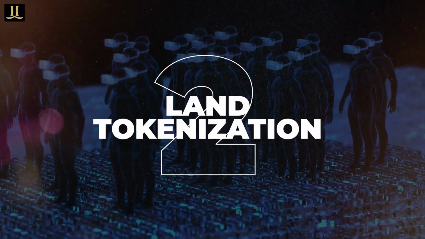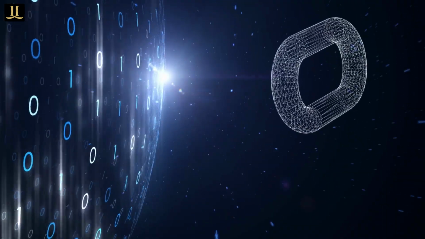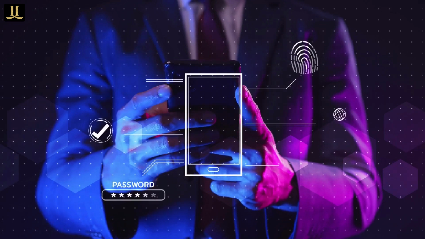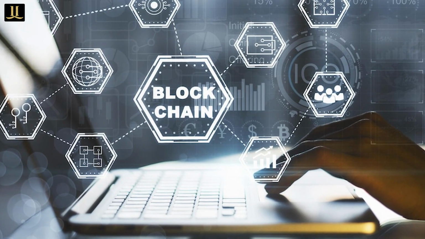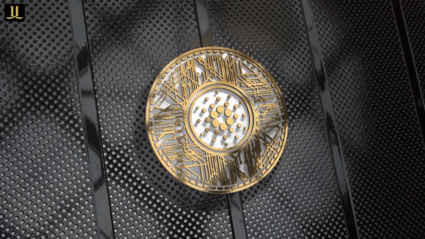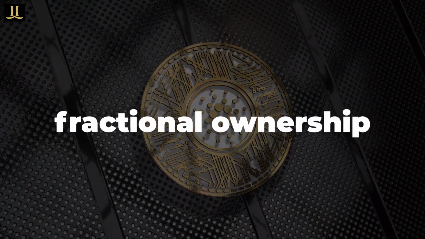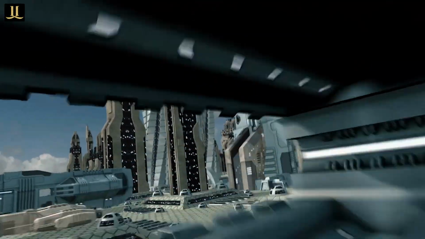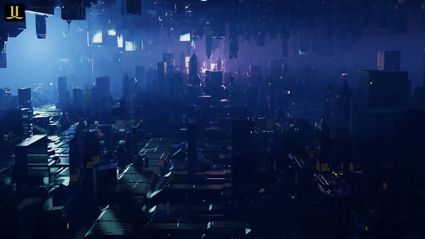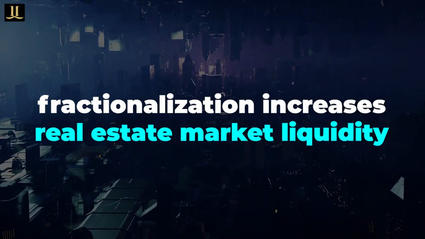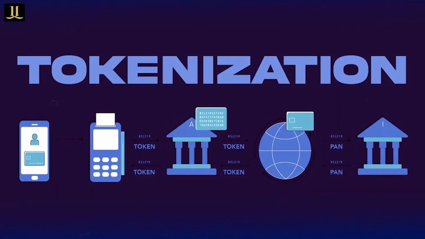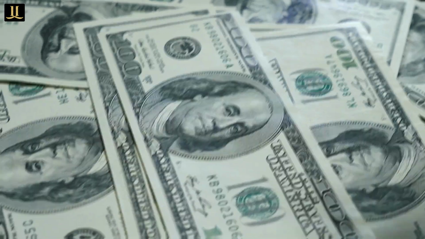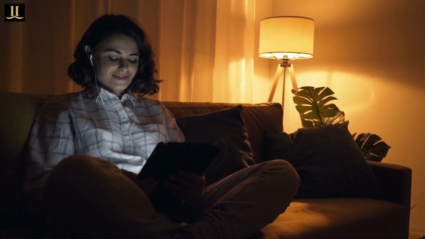Number 2. Land tokenization. Land tokenization is the method involved with changing over responsibility for life resources into a computerized symbolic that can be exchanged on blockchain-based stages. The fact that tokenization makes fractional ownership of real estate assets possible makes real estate investment more affordable and accessible, which is the main advantage of tokenization. In addition, fractionalization increases real estate market liquidity. Tokenization can likewise increment straightforwardness and diminish the expenses related with customary land exchanges, which normally include numerous middle people.